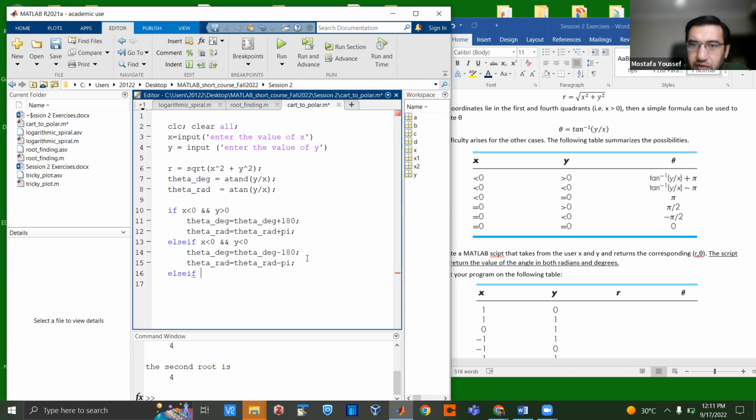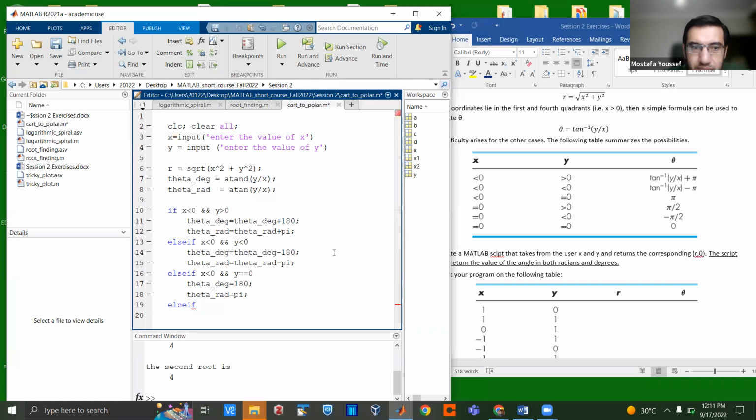So if x is less than 0 and y equals 0, that is the third possibility. The degree is going to be 180, and the radian is going to be pi. And another one, elseif.